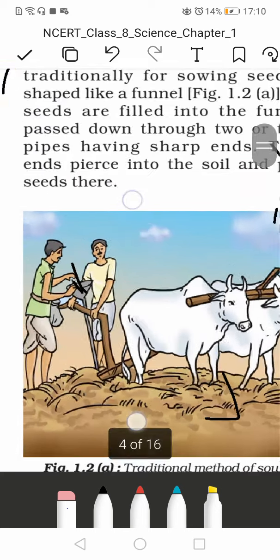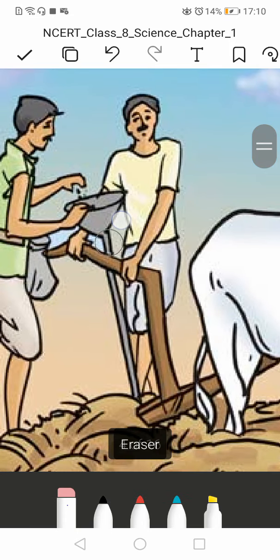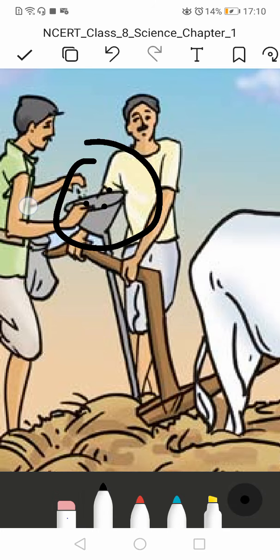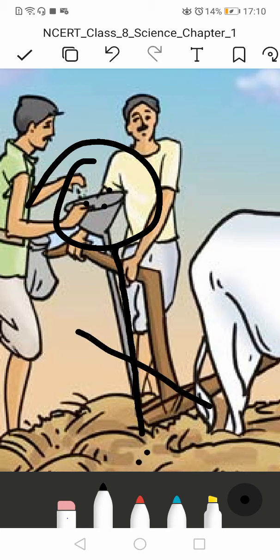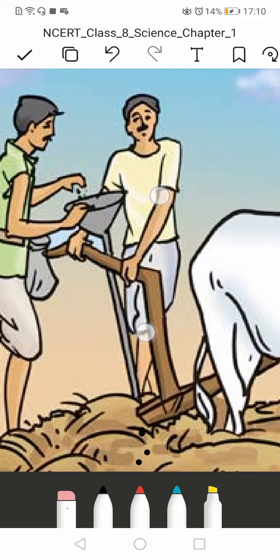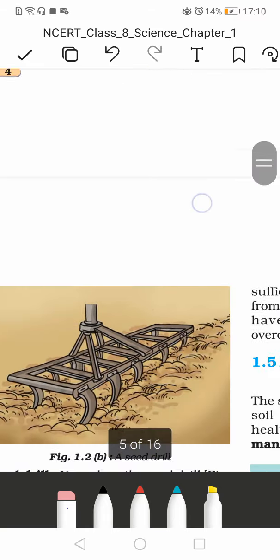So as you can see, this is the traditional way of sowing. They put these seeds in this funnel-like structure, and that structure goes into the soil, and this pushes the soil back. So that is how the traditional way works. Okay, so let's move on.